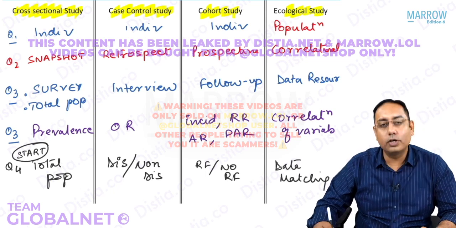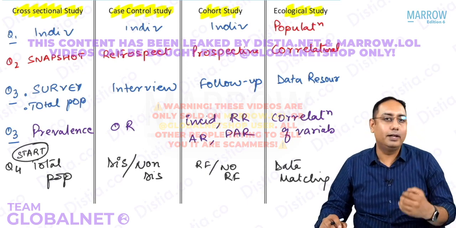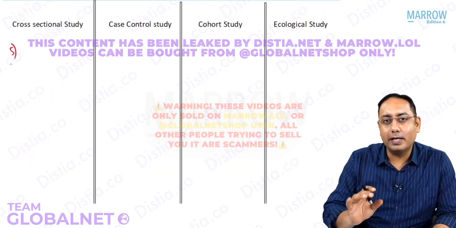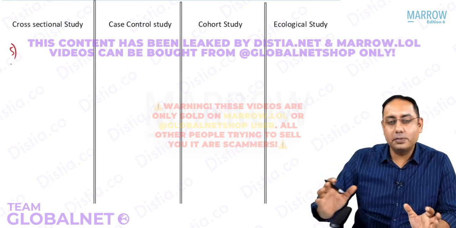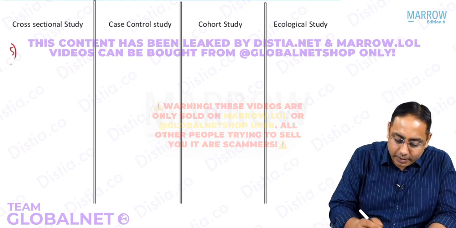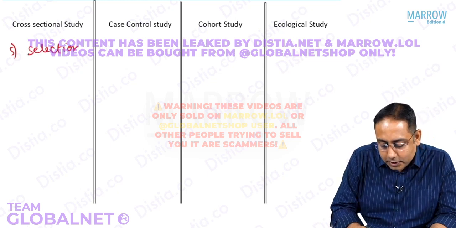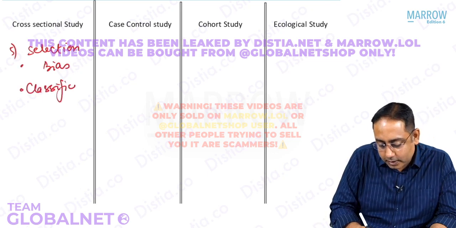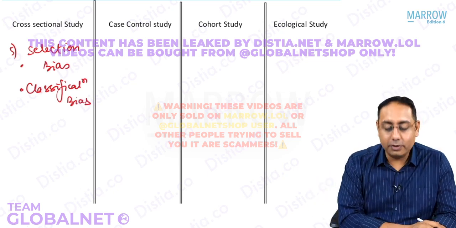In a correlational ecological study, the data matching or the data collection and these types of things are done. Moving forward, the 5th point could be regarding bias. Please note, there is a special video module on bias and errors in epidemiology, but I'm just summarizing the most importantly asked biases over here. In a cross-section study, the special bias that is there is called selection bias. There could also be a classification bias, where you could not classify the disease properly in a cross-section study.